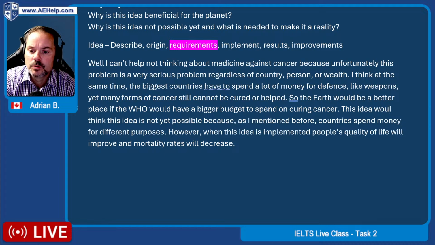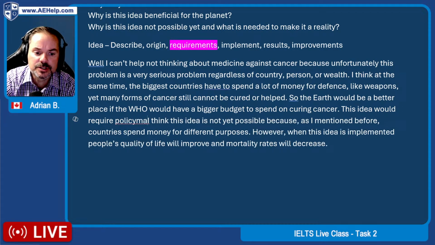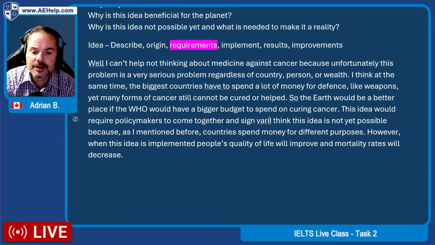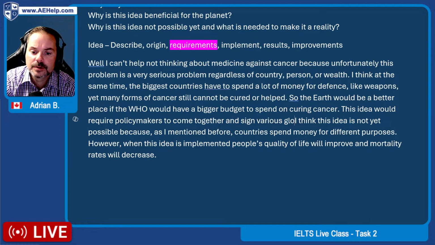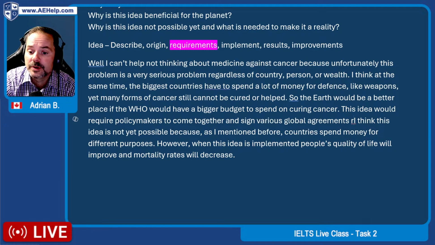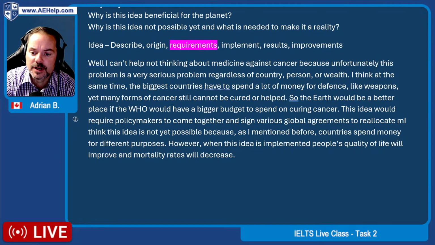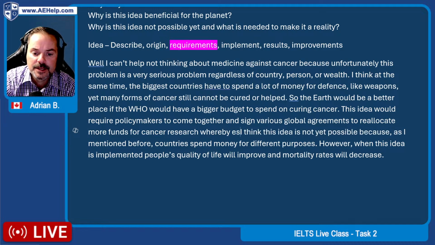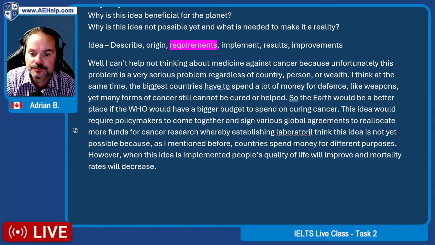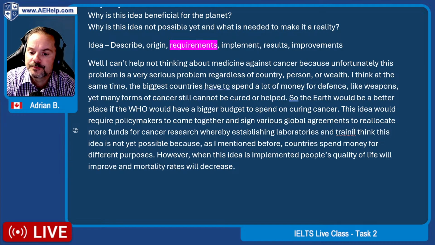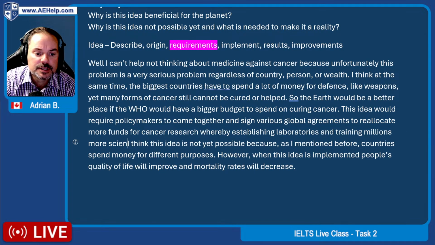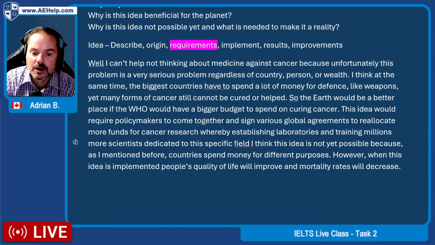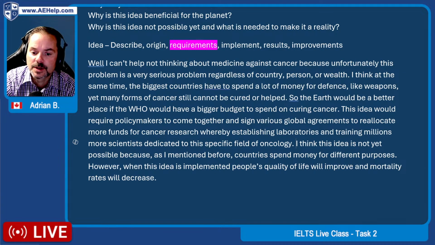This idea would require policymakers to come together and sign various global agreements to reallocate more funds for cancer research, whereby establishing laboratories and training millions more scientists dedicated to this specific field of oncology. Something like that, right? Okay.